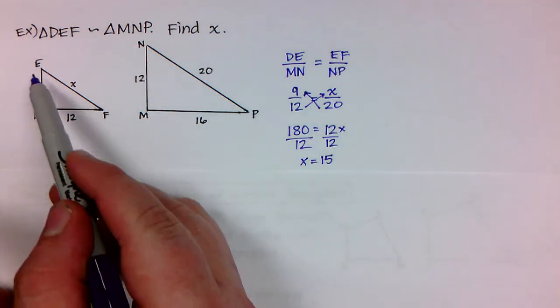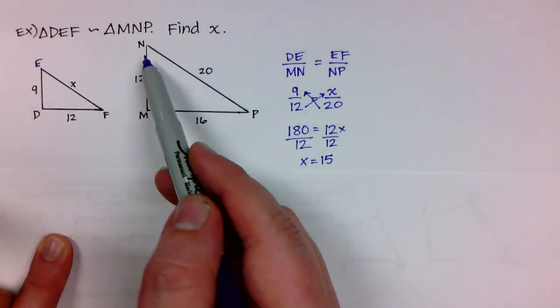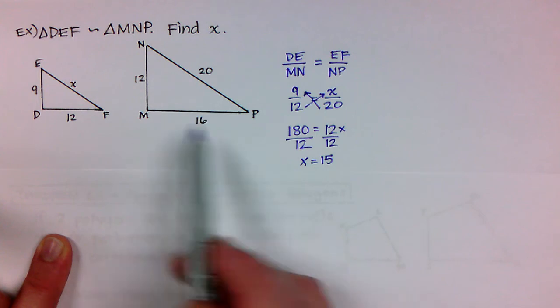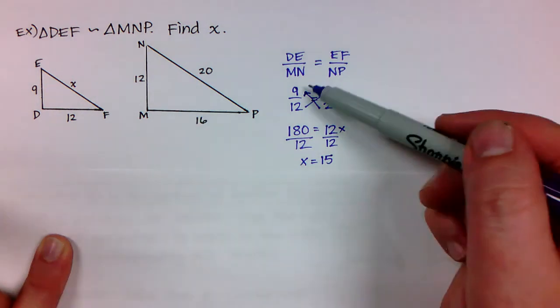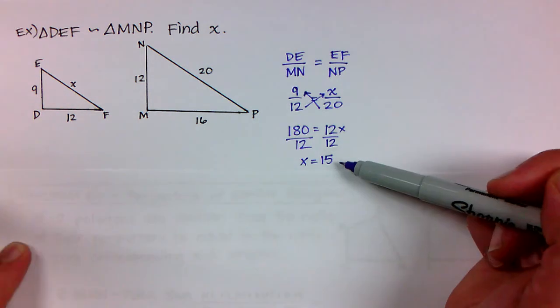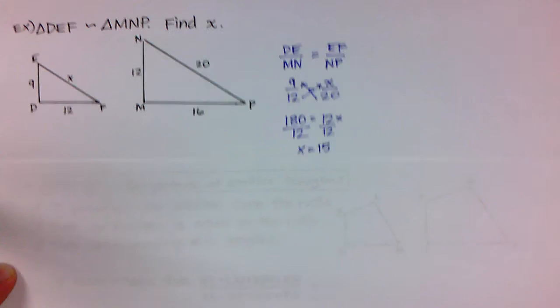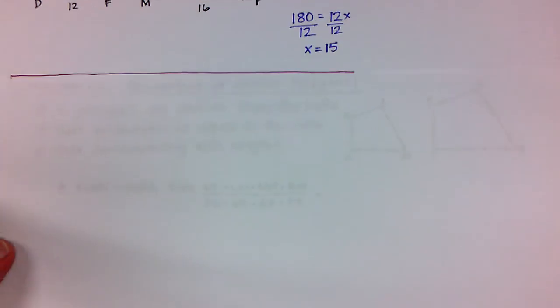And you did not have to choose DE compared to MN. If you wanted to do DF over MP, which would be 12 over 16, you could have done that here as well, and you would have had the same exact number for X, equal to 15. Okay? So let's talk about a theorem now.